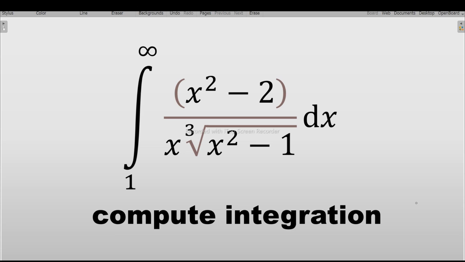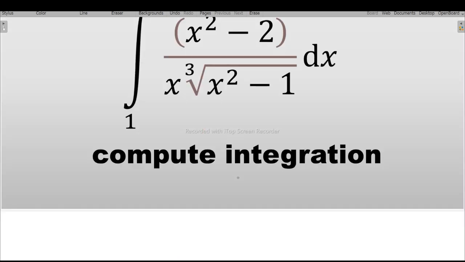We have a problem of definite integration. So we have to compute the given integration. This is a problem related to definite integration. The given integration is from 1 to infinity of (x square minus 2) over x cube under root x square minus 1, dx.